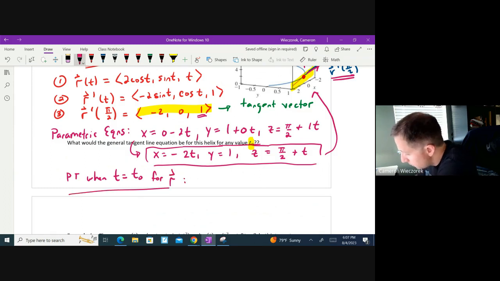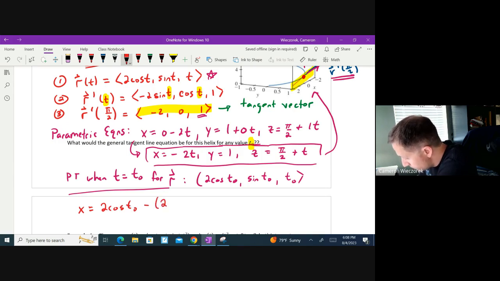So if you plug that in, what do we get? We get 2 cosine of t naught, sine of t naught, t naught. And then the direction vector, everywhere I see t, I'm going to replace it with t naught. So my direction vector would be negative 2 sine of t naught, cosine of t naught, 1. So my parametric equations would be x equals 2 cosine of t naught minus 2 sine of t naught times t.